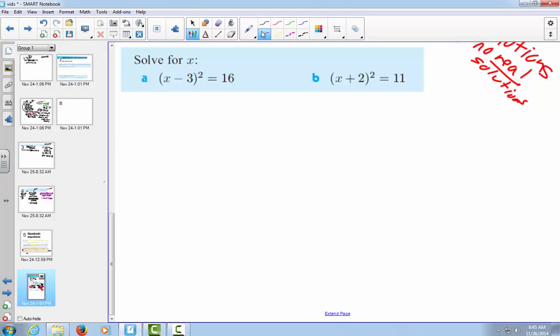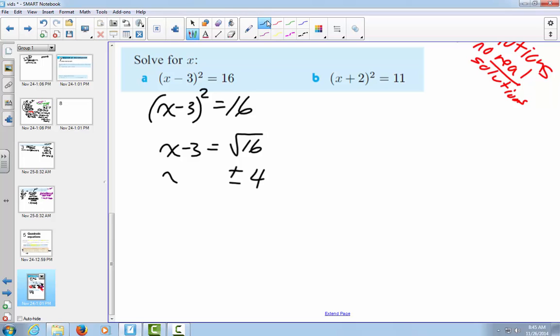Ooh, looks a little bit tougher. We'll start with x minus 3 squared equals 16. Now, because we have to deal with BEDMAS, we know we have to take care of the exponent before we can do anything with what's in the bracket. So we're going to take the square root of both sides. X minus 3 equals the square root of 16, which is going to be plus or minus 4. So x minus 3 equals plus or minus 4. Add 3 to both sides. X equals plus or minus 4 plus 3.